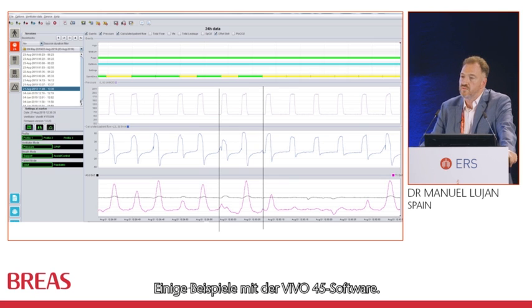Some examples with the Vivo 45 software.